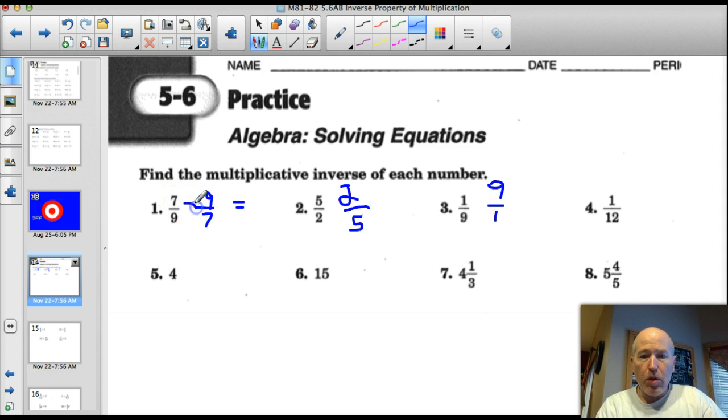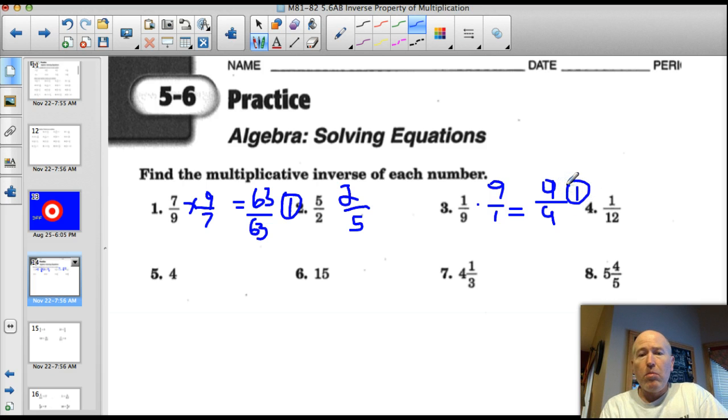Now if you were to multiply these two together, 7 times 9, that's 63. And this one here, on the bottom, 9 times 7, that's also 63. What is 63 divided by 63 equal to? Absolutely, you're correct. It's equal to 1. And the same thing would happen with any of these. Put a dot in here this time. 1 times 9 will give me 9. 9 times 1, that also equals 9. So 9 divided by 9 is 1.